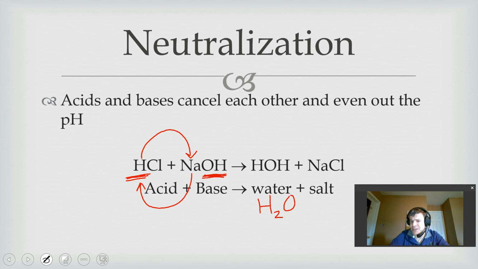What type of reaction is this? You've seen this type of reaction before. Think about the four basic types that we've seen. Remember, synthesis, decomposition, single displacement, double displacement. Which type of reaction is this one? Well, if you said double displacement, you're right. This is a double displacement reaction.